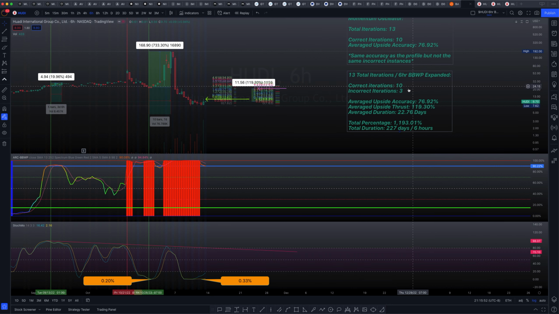So now, based on the volatility versus momentum signature, we are looking at an average upside accuracy of 76.92%, similar to the momentum oscillator, with an average upside thrust of 119.30% over the span of just under 23 days. We're at about 22 3/4 days. This is proof of work.